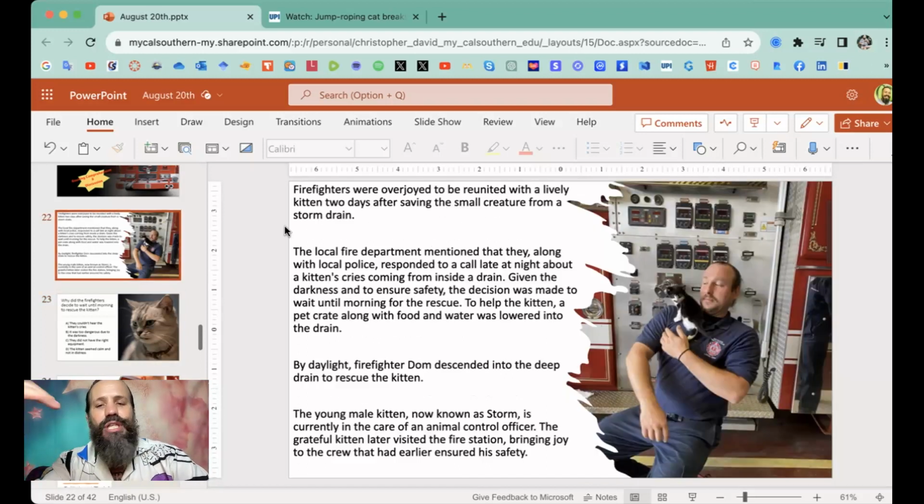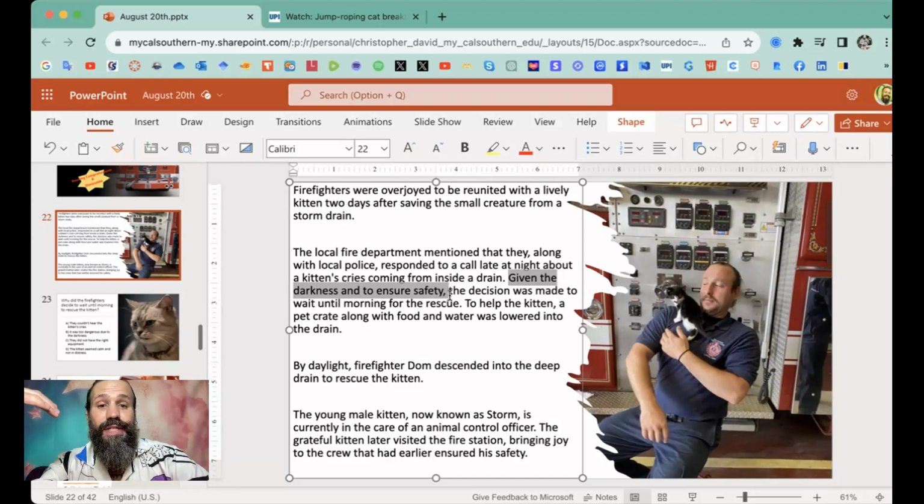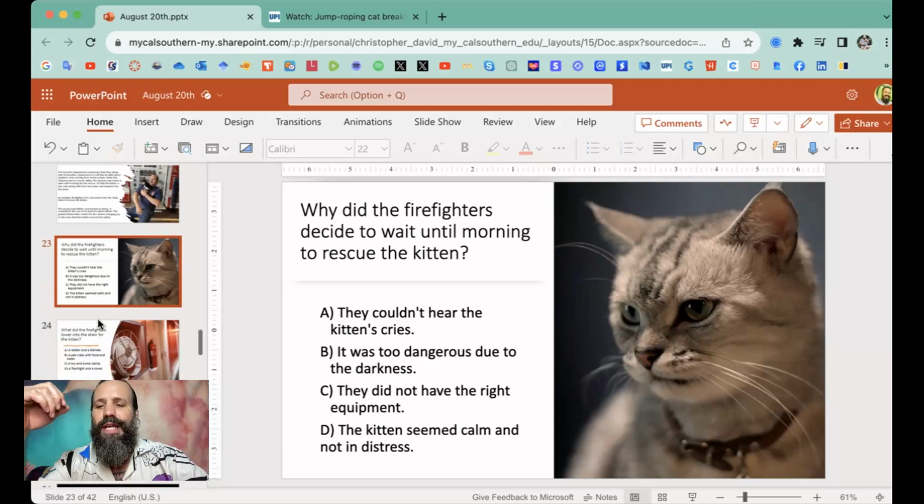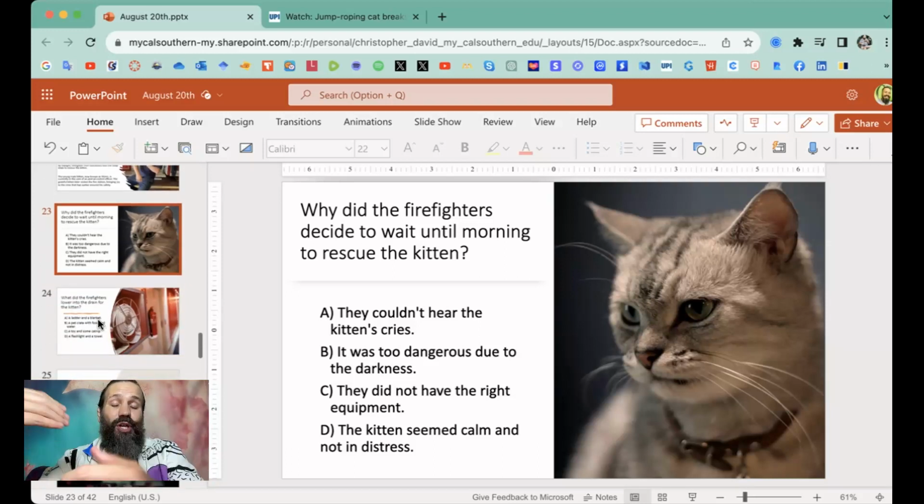Now, again, these are slightly rewritten. It said, given the darkness and to ensure safety, the decision was made. So that's not using the exact same words, slightly rewording it to really make sure they understand reading comprehension, and that sometimes, based on a student's level, I give them more or less time to skim the reading.